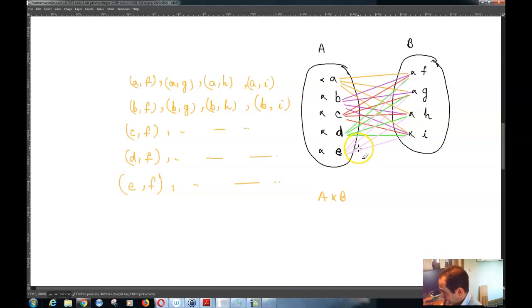so now what happens is that this is basically A times B, or the Cartesian product of A and B, and as you can see, you'll get 4 times 5 is equal to 20 ordered pairs here. You have 5 times 4, so 20 ordered pairs over here.